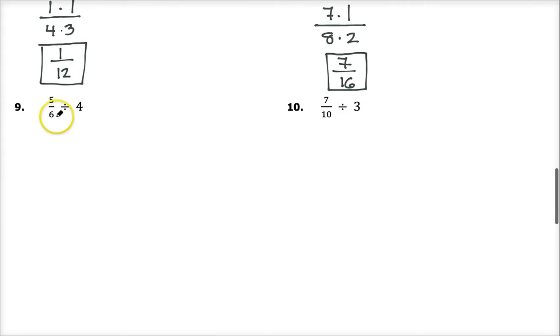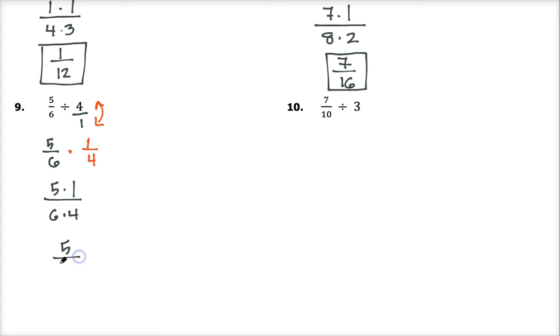Okay, number 9, 5/6 divided by 4. So 4 as a fraction is 4/1. We recopy 5/6. We change division to multiplication, and we do the reciprocal of 4, which is 1/4. So this becomes 5 times 1 over 6 times 4. No canceling here. 5 times 1 is 5, and 6 times 4 is 24. So 5/24.